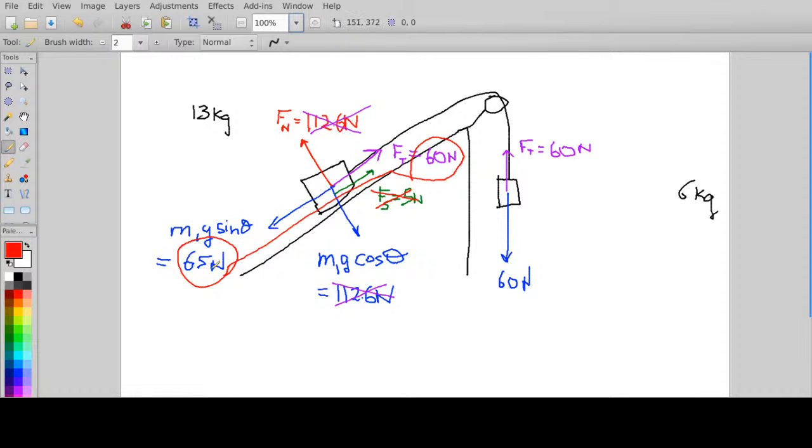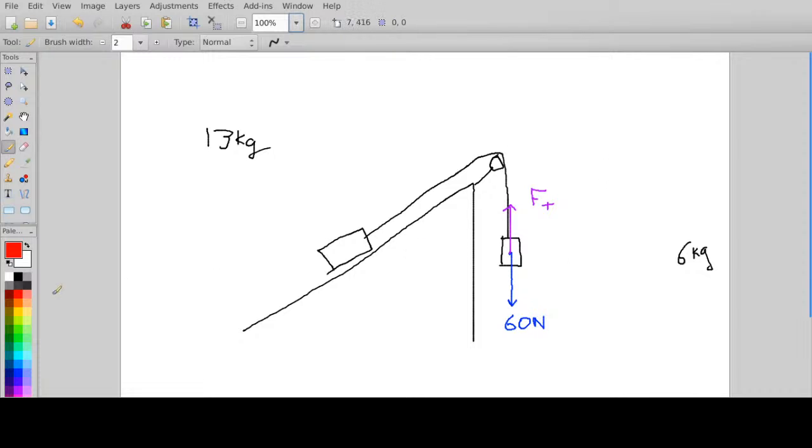This box wants to slide downhill. Okay, so if we go back to this one, the situation that we're in here is that if we don't have any friction at all, this one is going to want to accelerate up, and this one is going to want to accelerate downhill like that. Okay, so you say, well, wait, I don't see that.